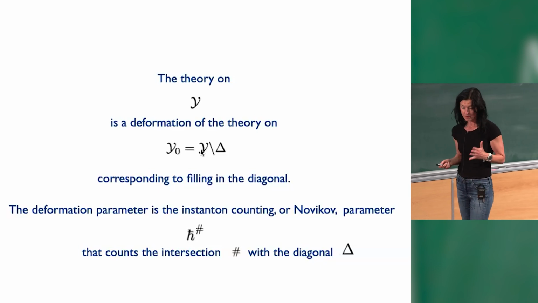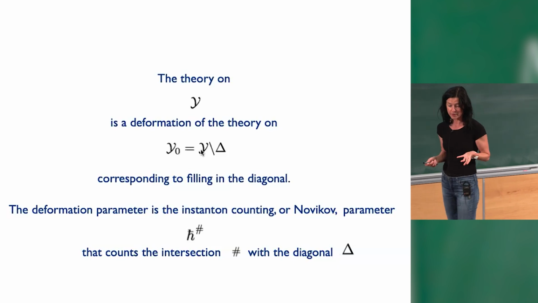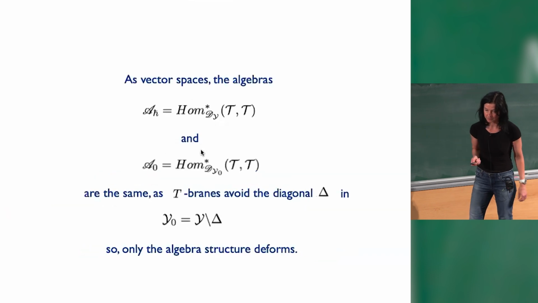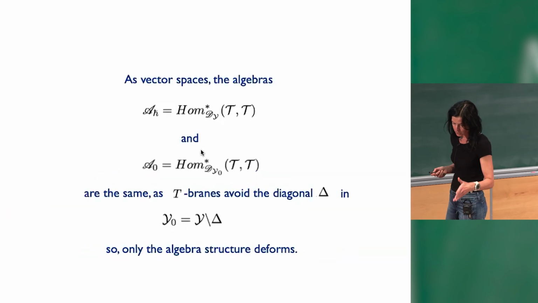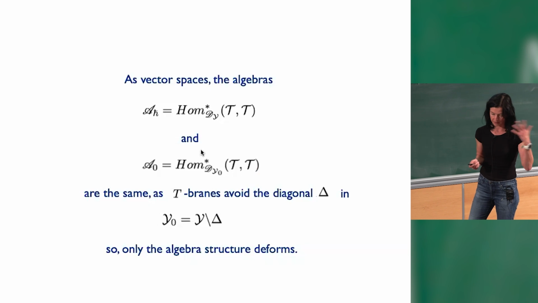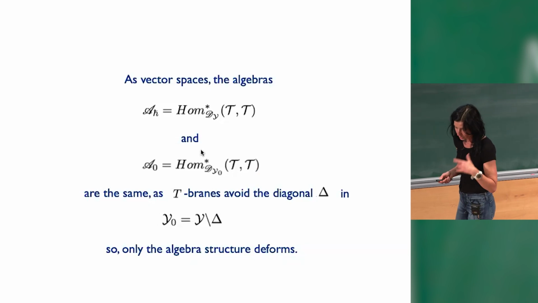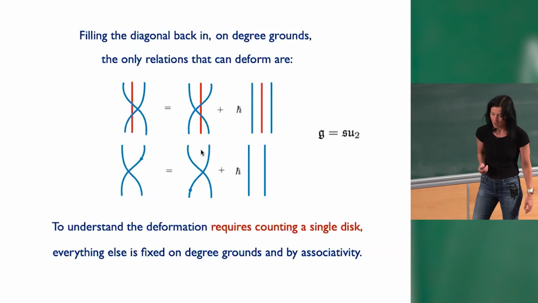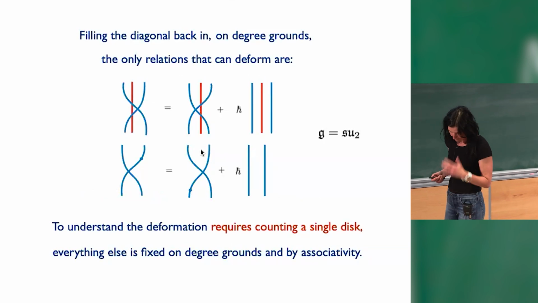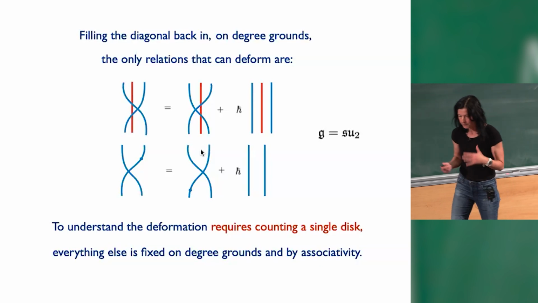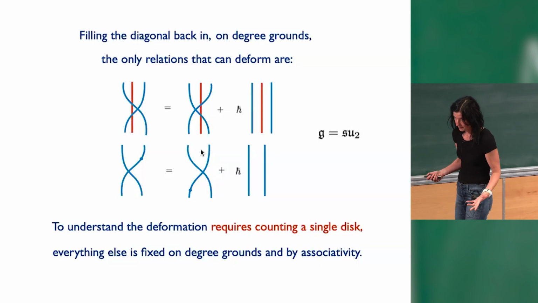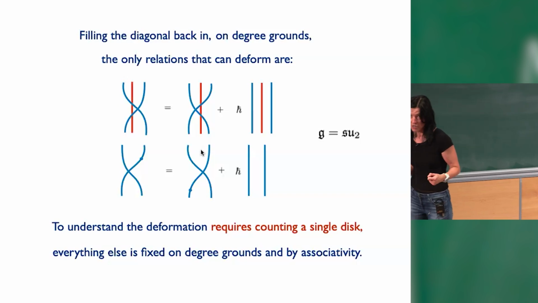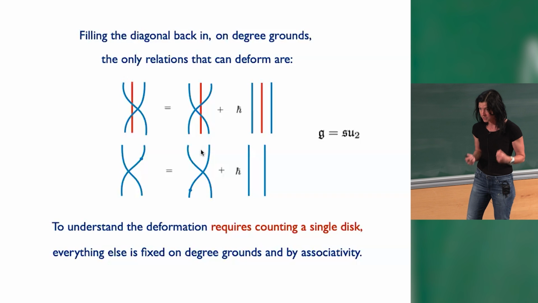The deformation parameter is the instanton counting parameter that counts the intersection of maps with the diagonal. So again, as vector spaces, the algebra we want and the naive algebra are the same. So only the algebra structure will deform. How will it deform? For SU2, on general grounds, only the relations can deform. Because everything is in homological degree 0, you're bound to get an associative algebra. The only question is with which relations.